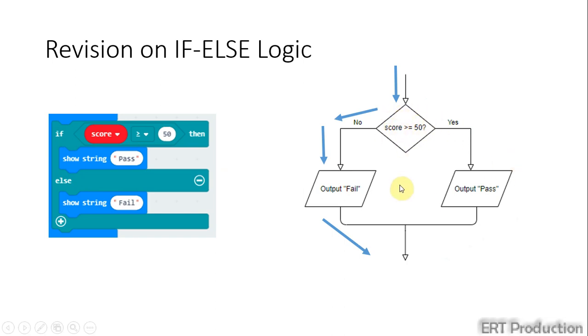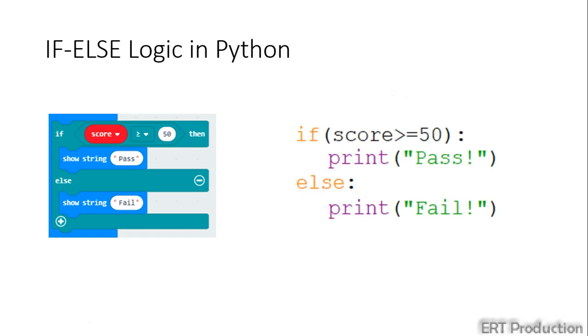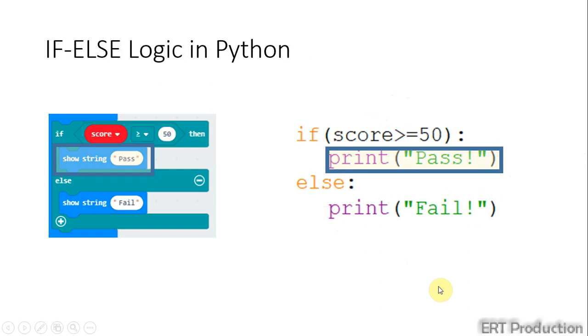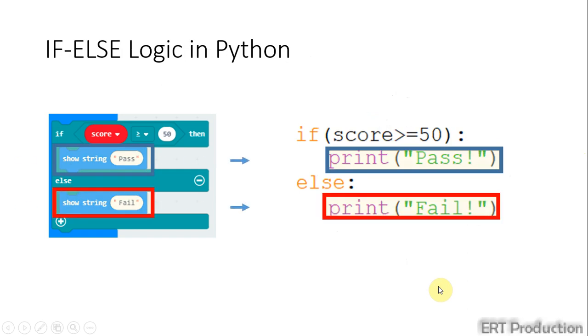If you write the program in Python, it will be like this. You can see here is a colon after the if and else here. And the program statements in the if block and else block must be indented under the line of if or else.